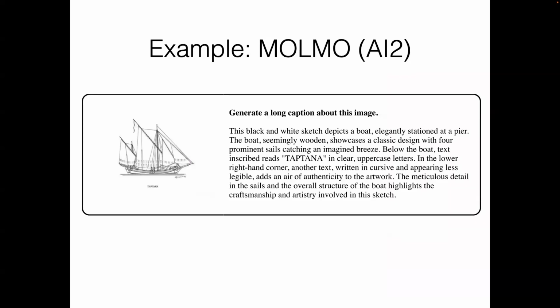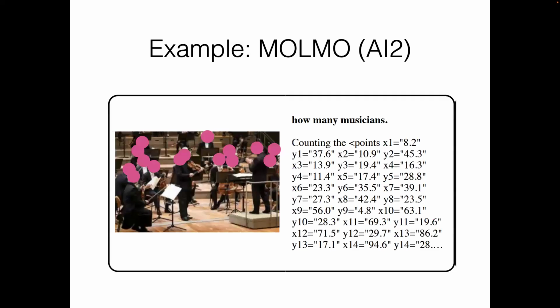And then just to show you in detail some of the training data. Here's an example. I believe this was human, like a human ended up writing this, or it was transcribed. So here they have generate a caption about this image, and it says this black and white sketch depicts a boat, and so on. Here's one for the pointing task, or I guess it's counting also. So how many musicians, and the training data basically teaches it to point by generating the textual coordinates, and then at the end it counts how many there are.